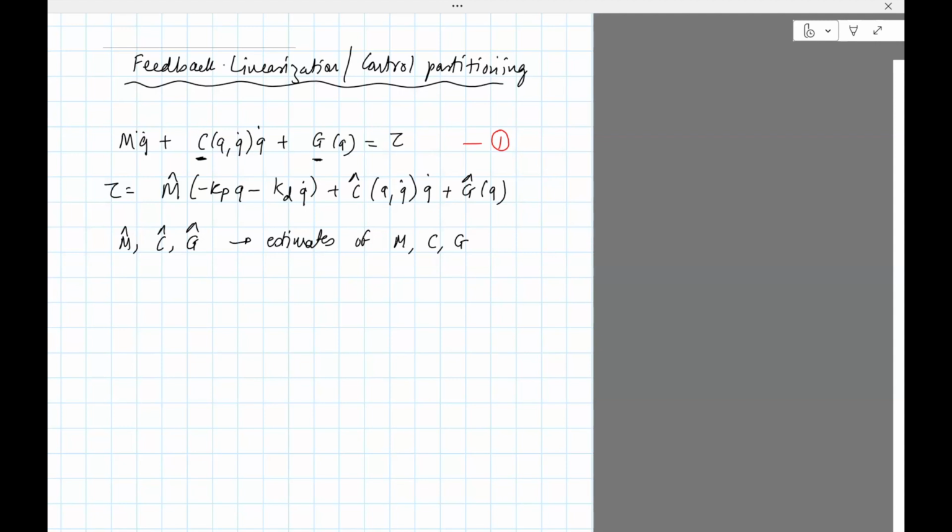So to show you that this works, we're going to assume that we have access to the perfect values for the parameters. So let's assume that we know the parameters of the robot perfectly: C equals C hat, G equals G hat, and M equals M hat. If that's the case, then we can substitute.